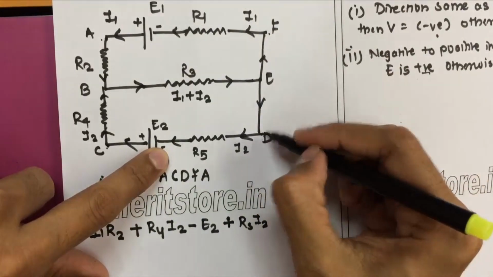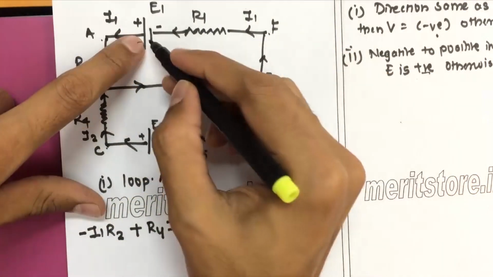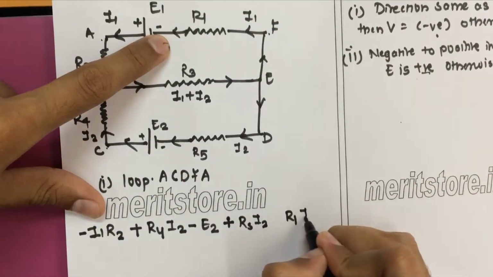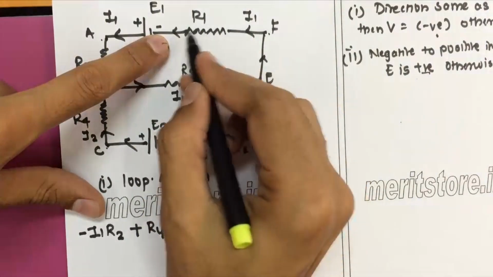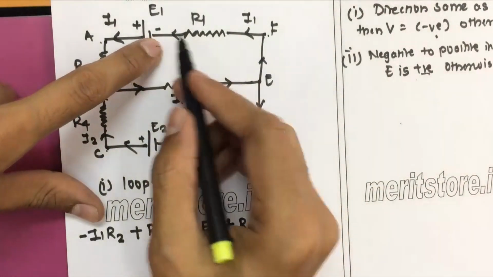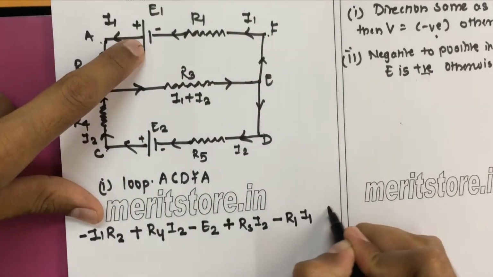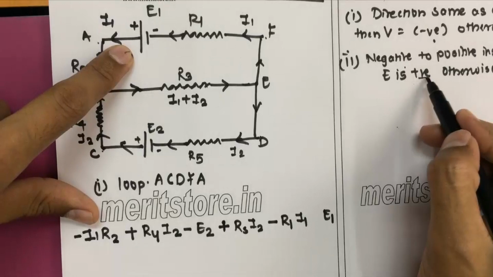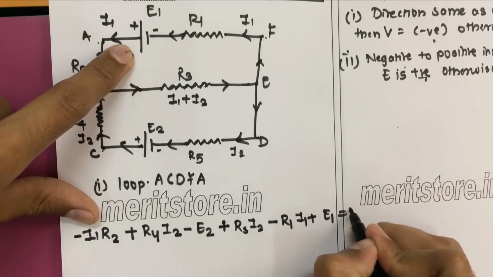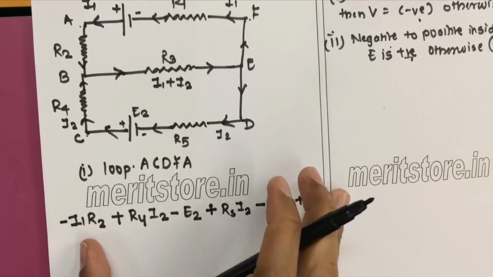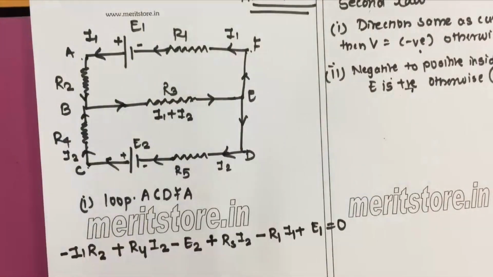Next we move up, D to F, nothing is there. Again we have another resistance R1. This R1 has a current I1, and that is in the same direction as the current is going, so it will be minus. Okay, again we come to E1. At E1 we are moving from negative to positive, so E1 will become positive, and the entire thing equals 0. So this is the equation you are going to make for a particular circuit.